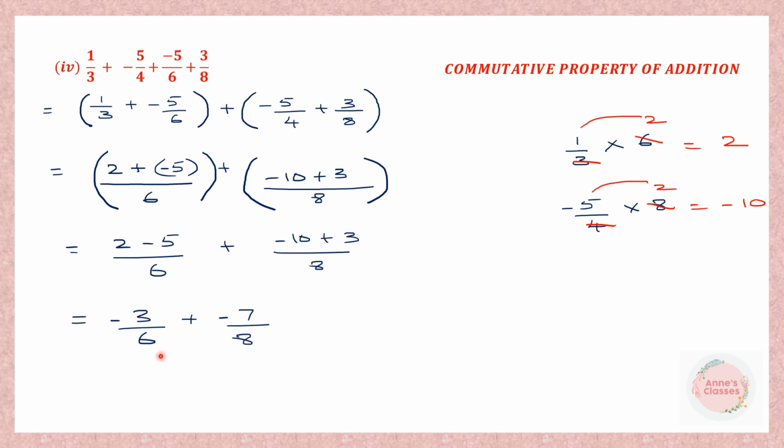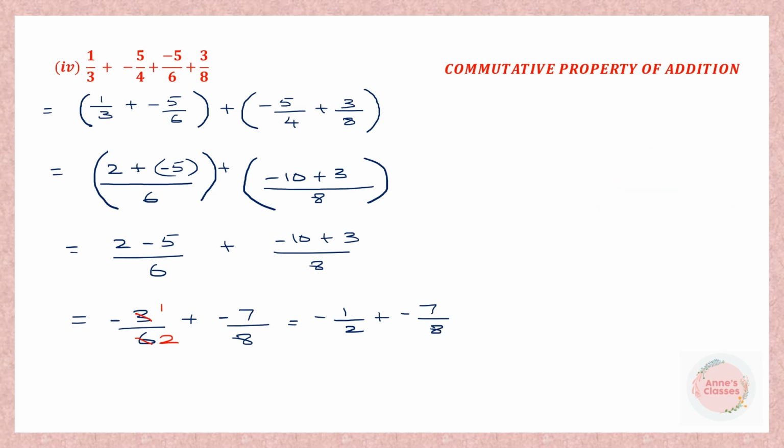We can reduce it to the lowest term. Cancel this. So this is 3 1s are 3. 3 2s are 6. So now let's rewrite this properly. So this becomes minus 1 by 2 plus minus 7 by 8. Now we have to find the LCM of 2 and 8. The LCM of 2 and 8 will be 8.